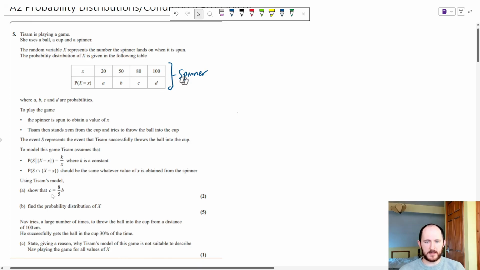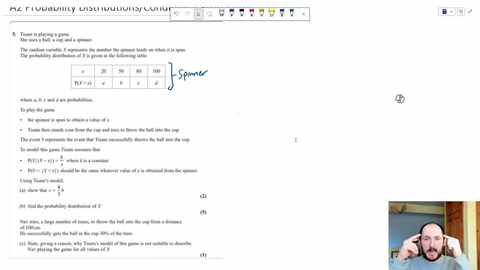But using the model, show that c equals 8 over 5b. Now, I've often said to a lot of my students that I have no idea how to finish questions. And this is true. Because maths is not about knowing exactly what to do for every step. It's to take it step by step. So what would I do in this case?